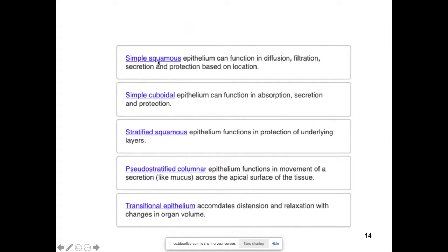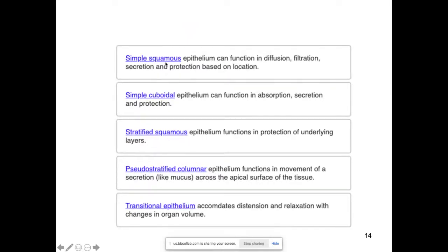Okay, so simple squamous epithelium can function in diffusion, filtration, secretion. So simple squamous, right, it's one cell layer. Think of a piece of paper, right? It's just one cell layer thick. It's not a full ream or a stack of paper. It's not stratified. It's not stratified squamous.